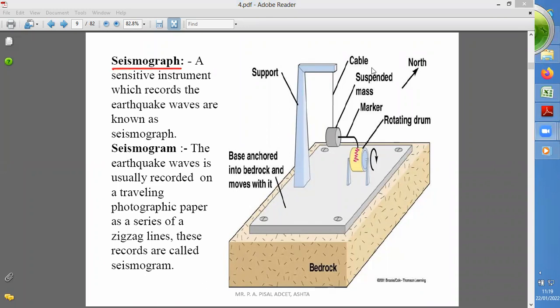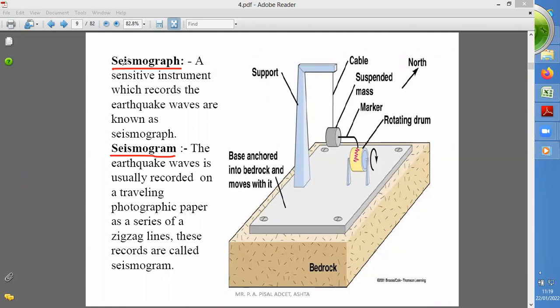Seismograph is the sensitive instrument which records the earthquake waves. This is the instrument which is used to record the earthquake waves. And seismogram means the earthquake waves usually recorded on a traveling photographic paper as a series of zigzag lines. These records are called a seismogram.